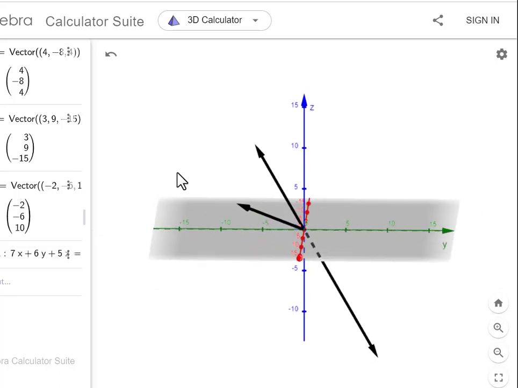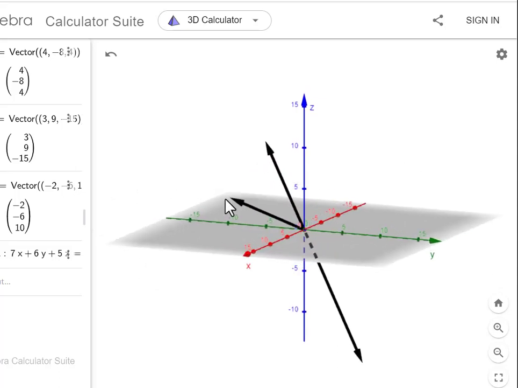One thing you'll notice, though, as we do rotate around, is that this vector, (-2, -6, 10), is pointing in the exact opposite direction as the vector (3, 9, -15). And as you compare the numbers, you'll see that that's because this vector is -2/3 times this vector. This vector is a scalar multiple of that vector. And because it's negative and because it is a scalar multiple, we do get an arrow pointing in the exact opposite direction. And these two vectors together point along a single line.